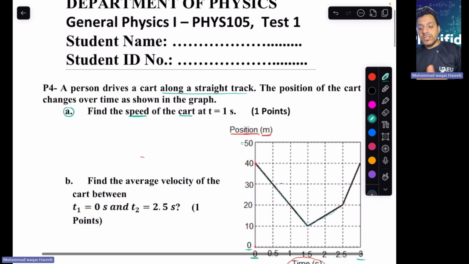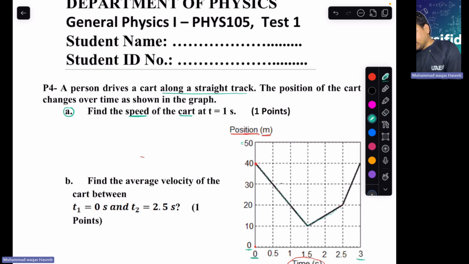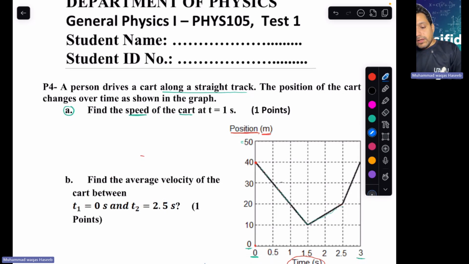So what is the speed? Speed is nothing but the velocity magnitude, or you can say that speed is the total distance divided by the total time. This is speed.